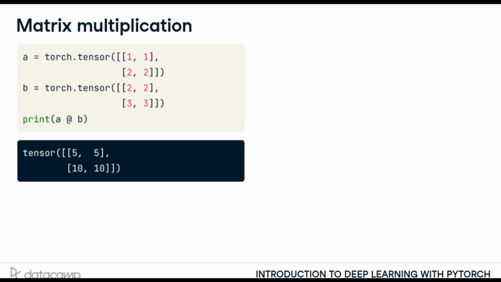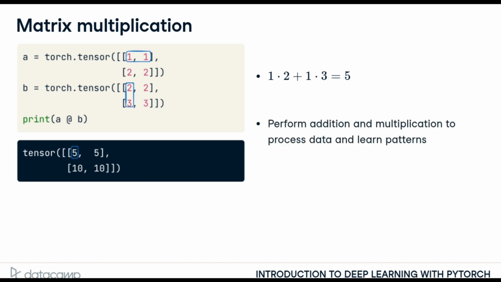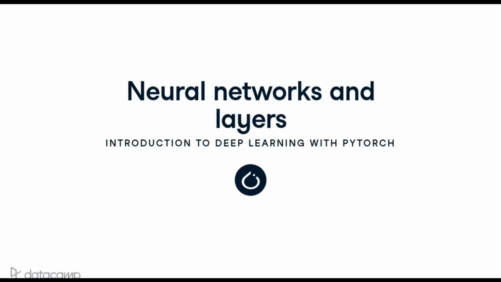Matrix multiplication is a way of combining two matrices to make a new one. Each value in the new matrix comes from multiplying a row from the first matrix with a column from the second matrix and summing the results. Behind the scenes, deep learning models perform countless operations like addition and multiplication to process data and learn patterns.